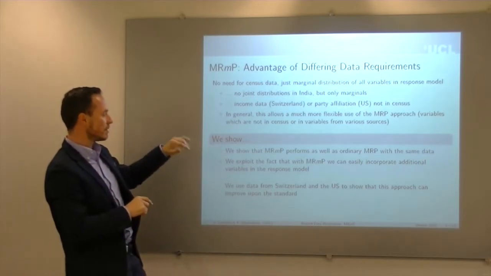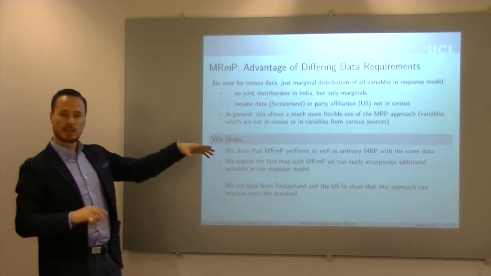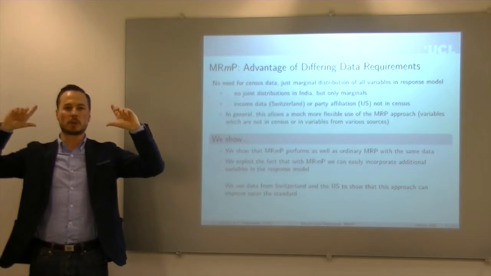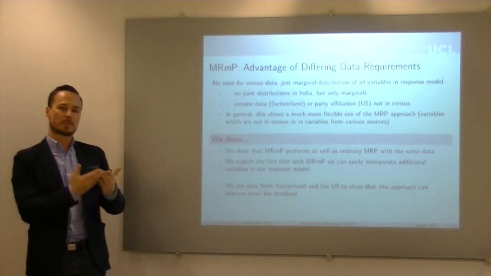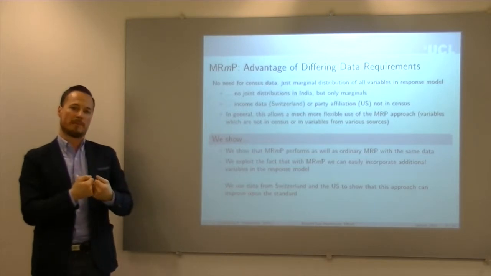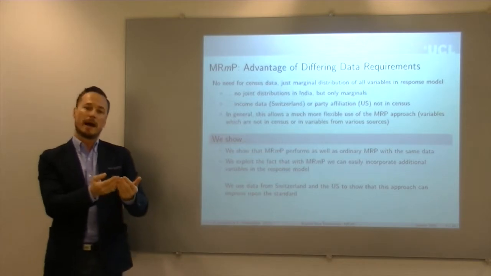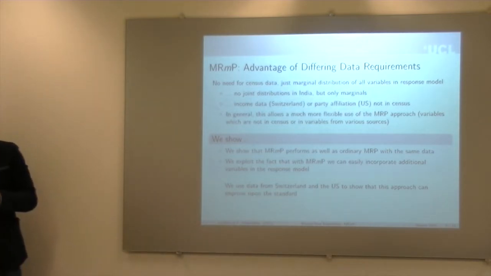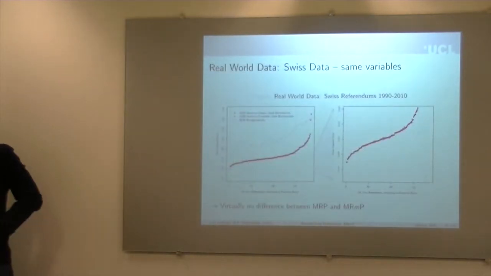And so what I'm going to show you is, I'm not going to show the Monte Carlo simulation. I'm just going to show you an application where we're using the same data, and you're going to see that there's virtually no difference between the two results. And then I'm going to exploit the fact that we can include more information when we rely on a synthetic joint distribution. I'm going to show you how we perform better than if we would have not included the additional information. And that's based on data from Switzerland and from the US.